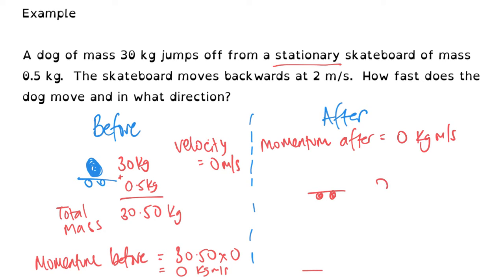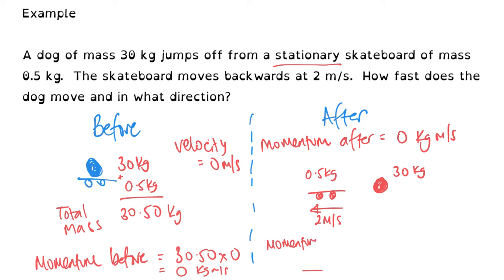Let's redraw what's happened because we've changed. We've now split up. The skateboard has moved backwards. That's still 0.5 kilograms. The dog is still 30 kilograms. And now let's add our velocities. So that's then 2 meters per second. Now backwards, we tend to put a minus sign on there. We'll see that in a moment.